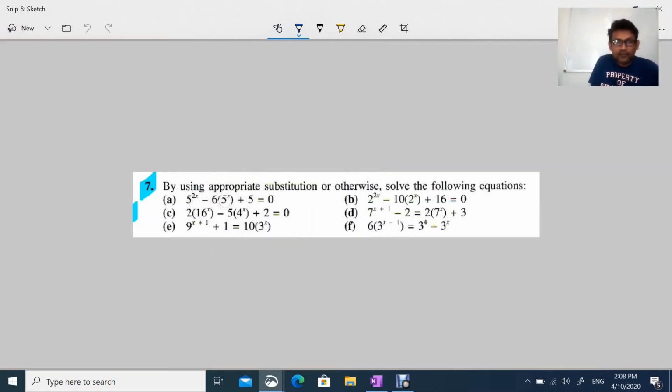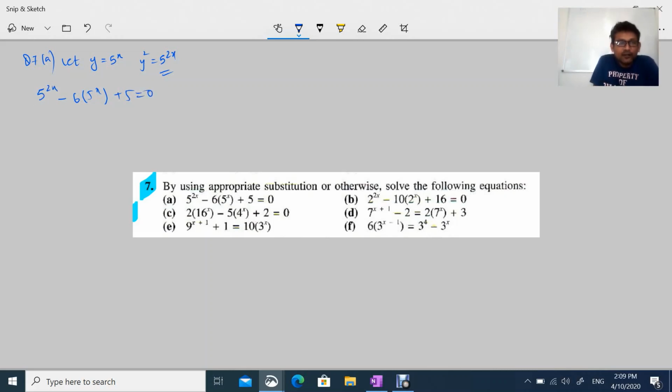We have 5 power x and 5 power 2x. So in question number 7 part A, I have to use: let y equal 5 power x. So automatically y square will be 5 power 2x. You don't need to write this, but you should know. Okay, part A: 5 power 2x minus 6 times 5 power x plus 5 equals 0.